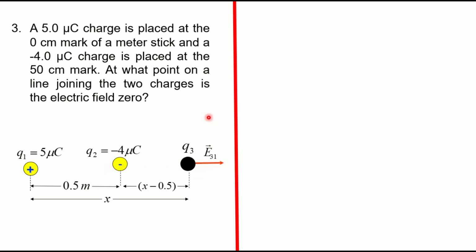So we know for a positive charge, the electric field lines are coming out. Q1 is a positive charge, so the electric field line will be coming out this way. So E31 will be moving towards the right. And for a negative charge, the electric field line will be going into the charge. So E32 will move this way.